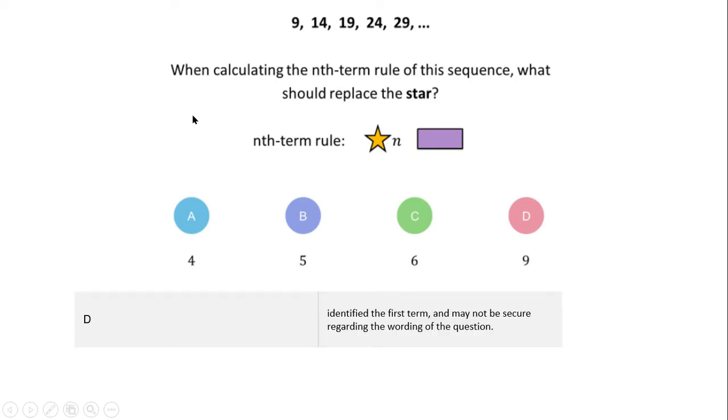D, you've identified the first term. Okay, so this is just wrong into working out what would be the star. The first term doesn't represent anything within this sequence. Well, in this case, it doesn't represent anything. It would only be if that was maybe just the 9 times table. Then the star would represent 9.